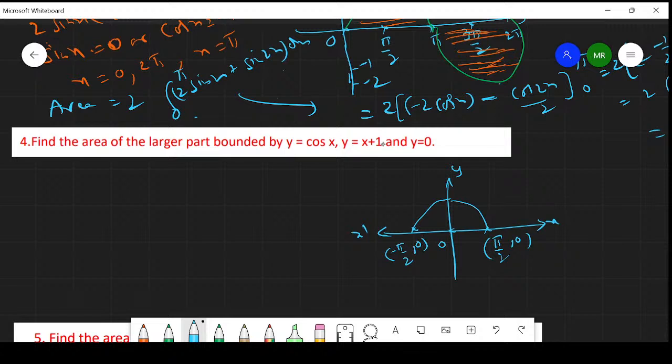But they have given the line y equal to x plus 1. You think about the graph of this one. Here the maximum point will be 0 comma 1 on the y axis. Why? Because cos 0 is 1. When you are taking y equal to x plus 1 graph, when y equal to 0, where it cuts the x-axis, x equal to minus 1. When x equal to 0, y is equal to 1. So the graph will come like this. See the line, it comes like this. Because minus pi by 2 is minus 1.57, the graph will go like this.